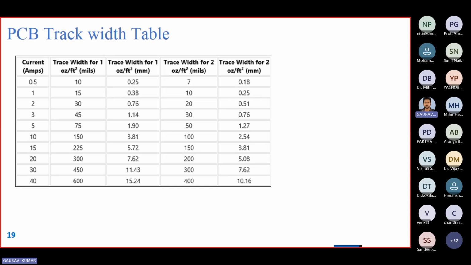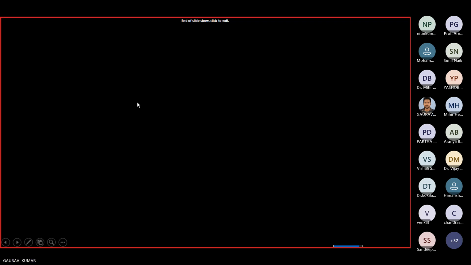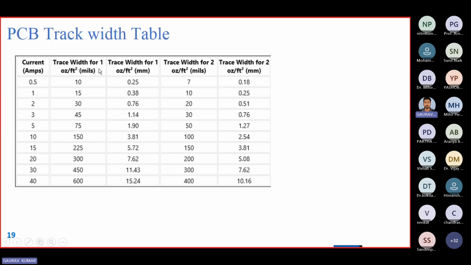Okay, according to that, you have to select the copper trace width. Here it is written: if you are using 1 ounce copper, it is in mm and it is in mils. So if you are using 1 ounce of copper, then for 2 ampere of current it is 0.76 mm. For 1 ampere of current it is 0.38 mm. According to that you have to select.